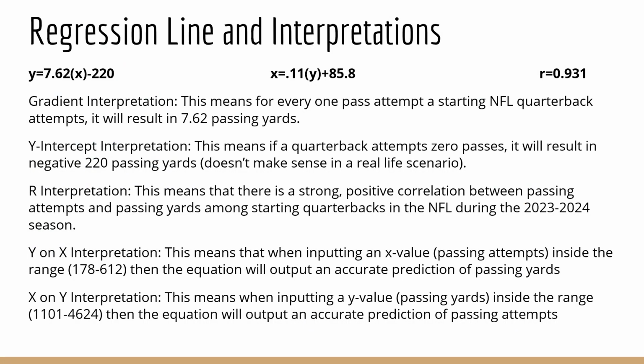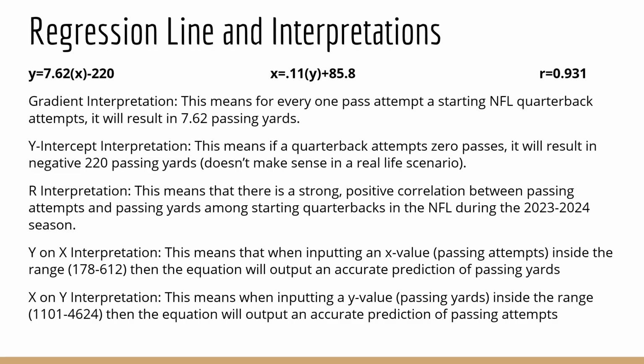As for my interpretations, my gradient, or the 7.62 you see to the left, means that for every one pass attempt a starting NFL quarterback attempts, it will result in 7.62 passing yards. As for my y-intercept, that negative 220, this means that if a quarterback attempts 0 passes, it will result in negative 220 passing yards. But this doesn't make sense, as you cannot get passing yards without an attempt.